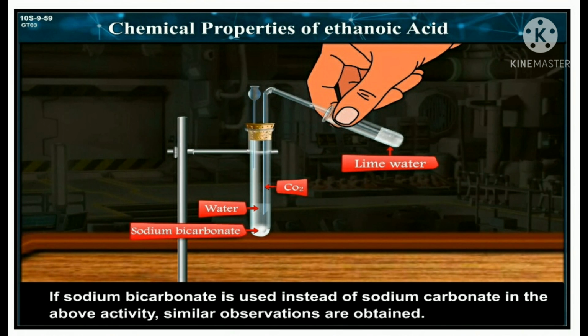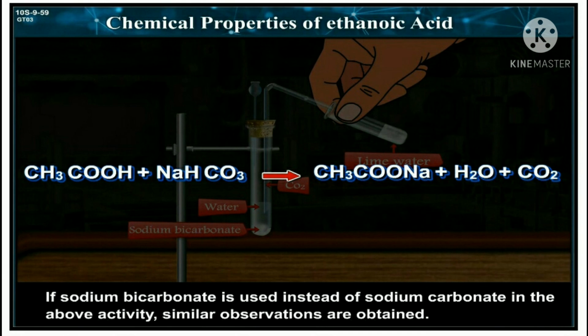If sodium bicarbonate is used instead of sodium carbonate in the above activity, similar observations are obtained. CH3COOH acetic acid plus NaHCO3 sodium bicarbonate gives CH3COONa sodium ethanoate plus H2O plus CO2.